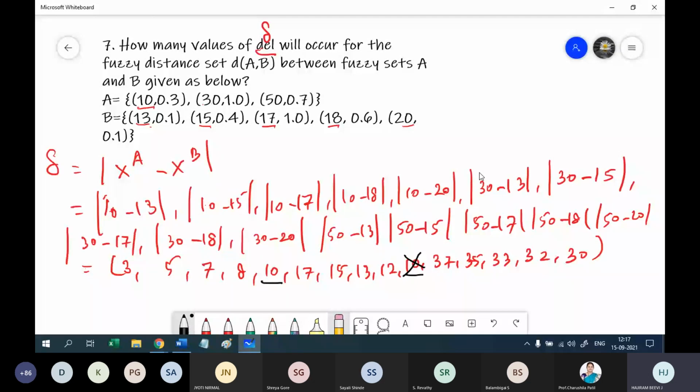So here they are asking how many values of del will occur. Actually it is 15, but after removing this duplicate, the answer is 14. So the del value is 14 now. Del means the difference between the corresponding generic values of two fuzzy sets for the generic variable. So this is the way to find the fuzzy distance between two fuzzy sets. Then the next problem is the continuation of this problem only.